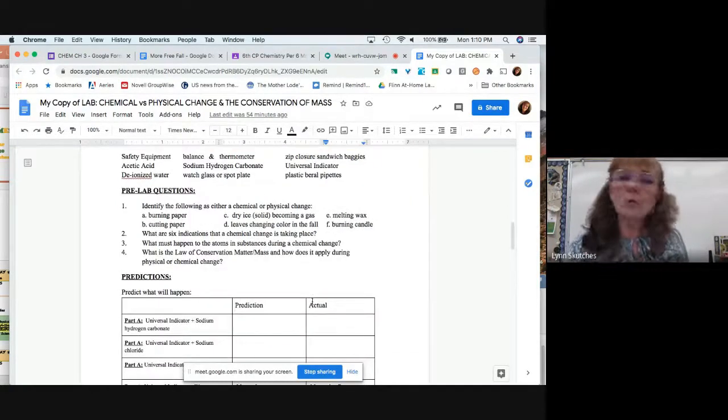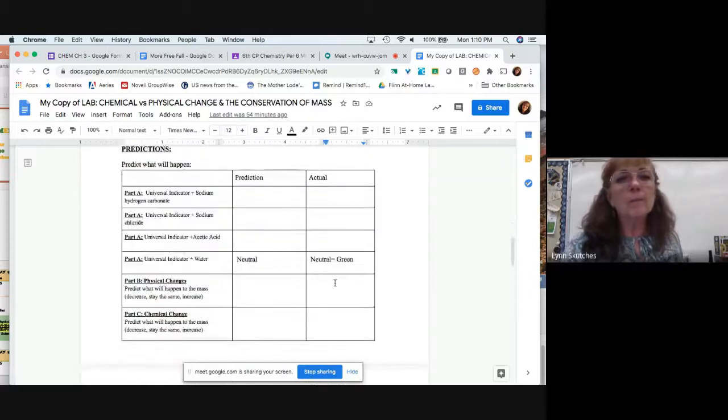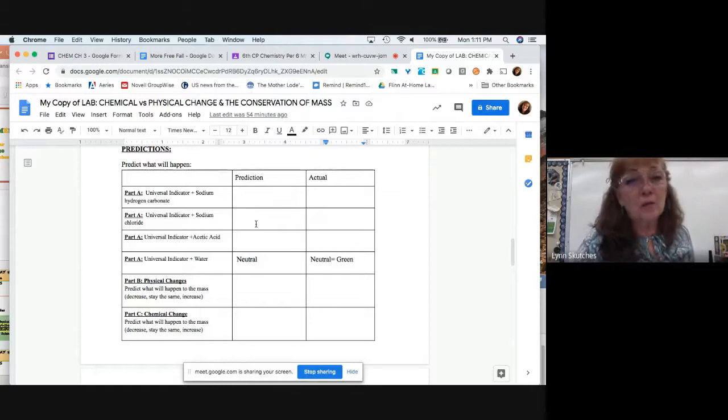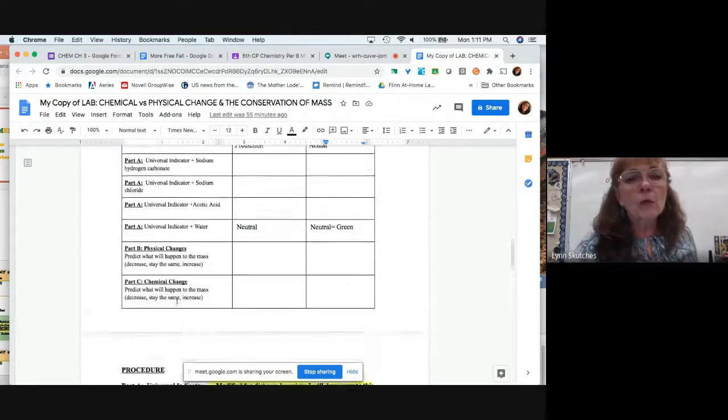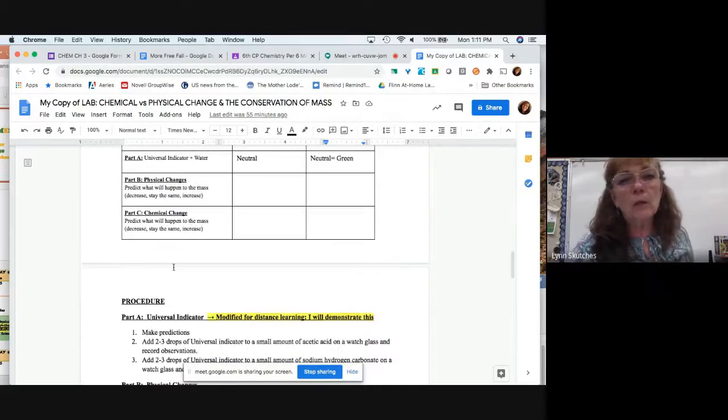There are pre-lab questions. Don't do them yet. This is where you're going to make some predictions. I'm going to show you a few things. I've already put water in because I can't talk about indicators without showing you water. So universal indicator is a green liquid. I'm going to show you in just a second. And sodium hydrogen carbonate is the official name of baking soda. Sodium chloride, of course, you know, is the official name of table salt. Acetic acid is the official name of vinegar. So we're going to do some physical changes and one chemical change.